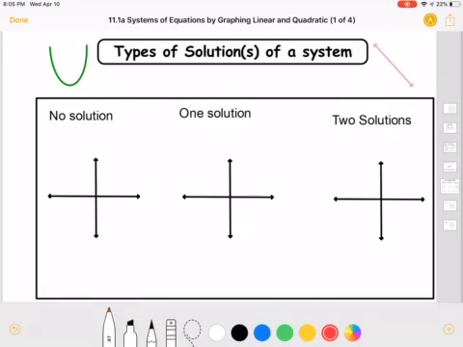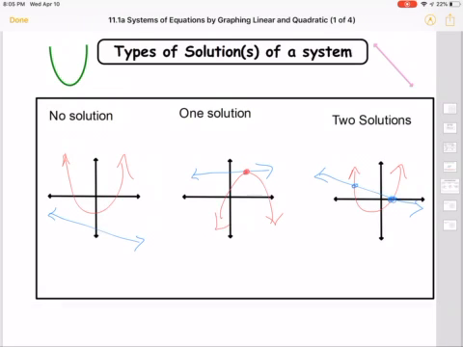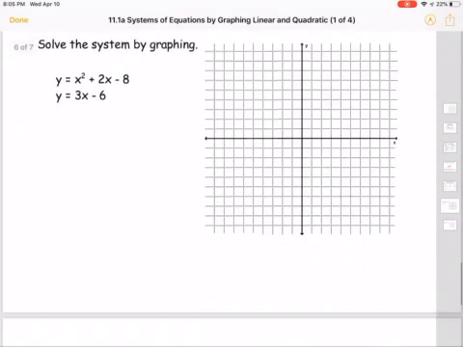You could have no solution, so you could have your parabola and your line and they could not intersect at all, right? So this is no solutions. You could have one solution where your line and your parabola intersect at exactly 1 point, or you could have 2 solutions where your parabola and your line intersect at 2 points. So those are our 3 options: no solutions, 1 solution, 2 solutions. And it's just based on that number of intersection points. So let's take that and apply it to a couple examples.